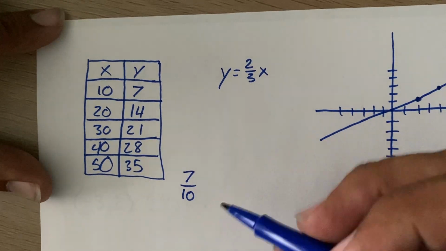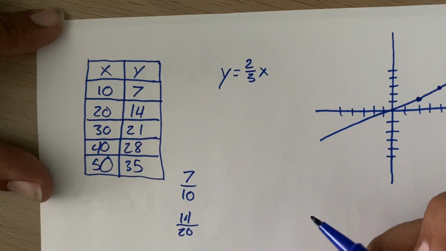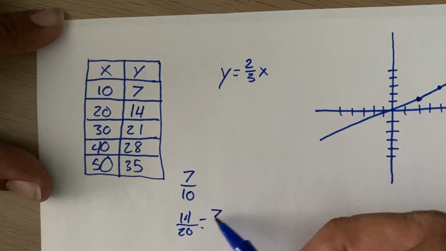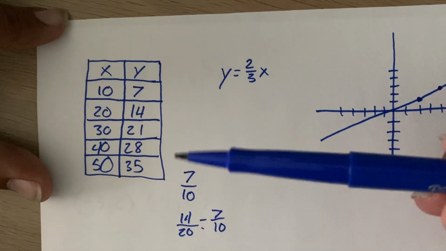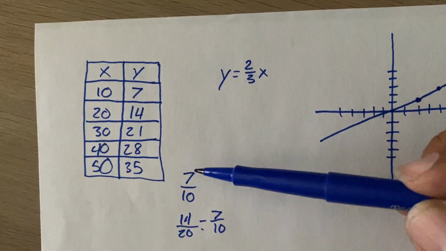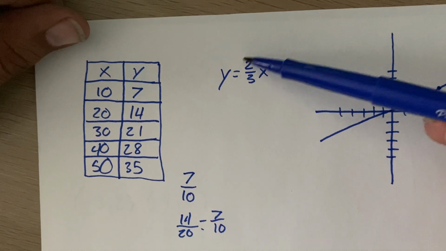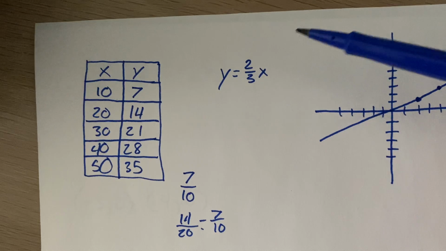If you pick any of the other points, like let's say you pick 14 and 20, if you simplify it, they're both even, so you cut them in half and it becomes 7 over 10. So the slope is 7 over 10 no matter what. So in a proportional chart, you would just choose a point, y on top, x on the bottom. Here, the slope is the number next to x, so the slope would be 2 over 3.